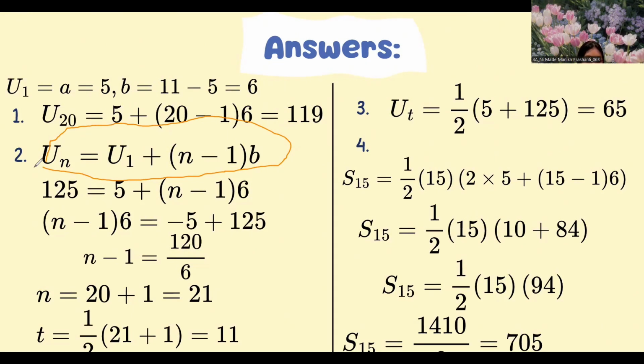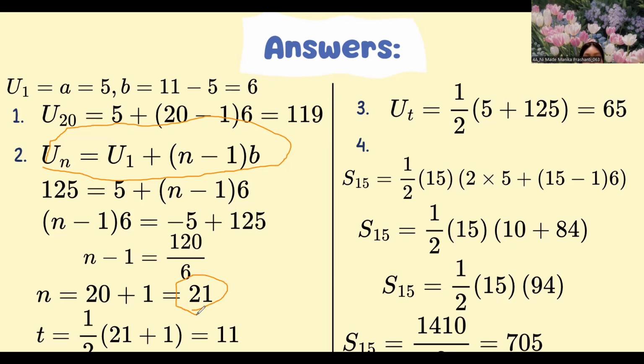And next, question number 2 is determine the index or position T of the middle term. To determine the index or position of the middle term, first we find n using the UN formula, where UN is 125, and then substitute the other values, and we evaluate, and we get n is 21.